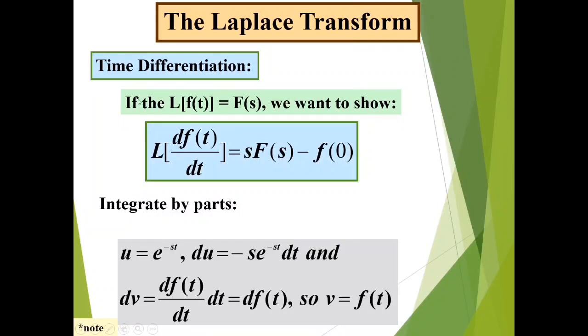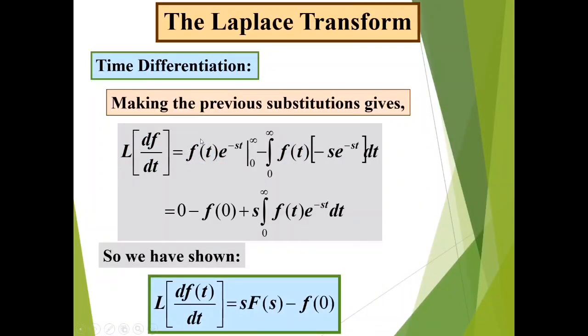Now the time differentiation. If the L of f of t is equal to F of s, we want to show that L of d by dt of f of t is equal to s into F of s minus f of 0. So here again we take integration by parts. So u is equal to e power minus st, du is equal to minus s into e power minus st dt, and dv is equal to d by dt of f of t dt, equal to d of f of t. So integrating, we'll get v is equal to f of t.